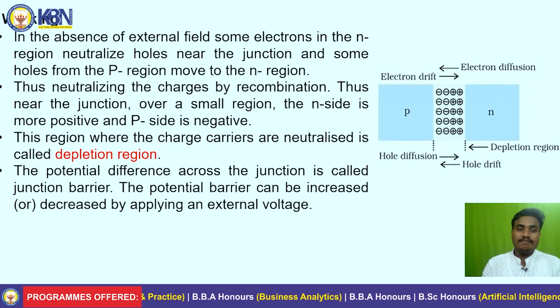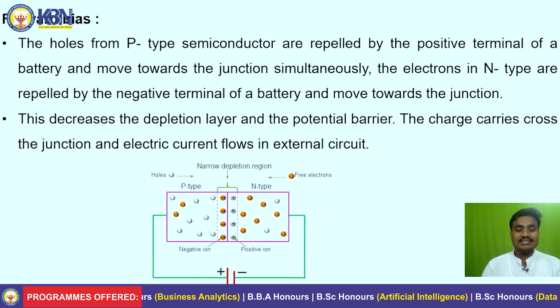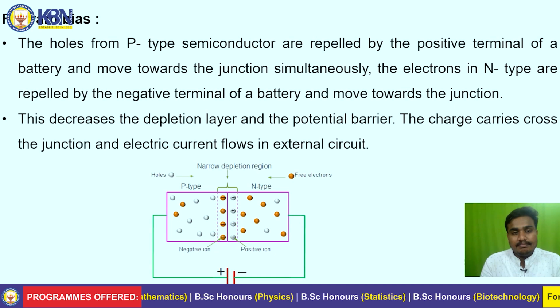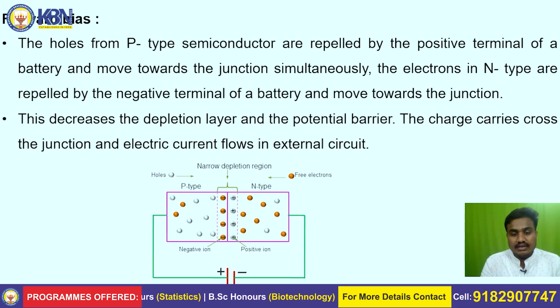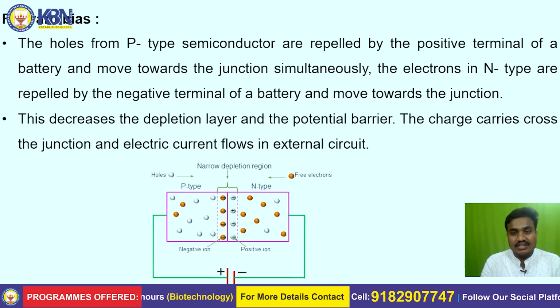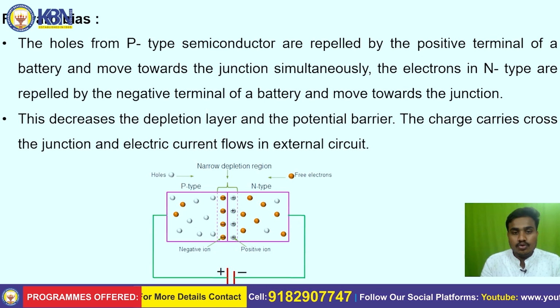And coming to the first condition, that is the forward bias condition: when the positive terminal of a battery is connected to the P-type and the negative terminal of the battery is connected to the N-type, then this condition is known as the forward bias condition. Okay, P is connected to positive and N is connected to the negative terminal of the battery. The holes from the P-type semiconductor are repelled by the positive terminal and move towards the junction.